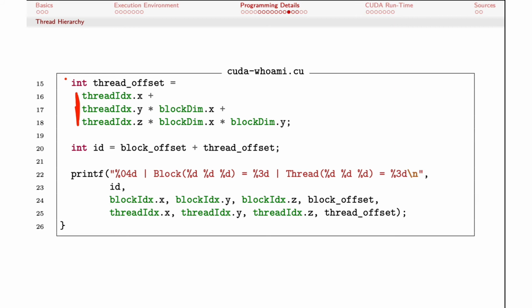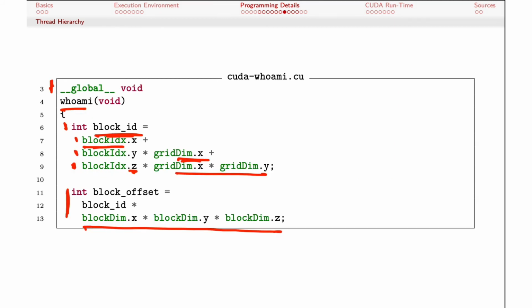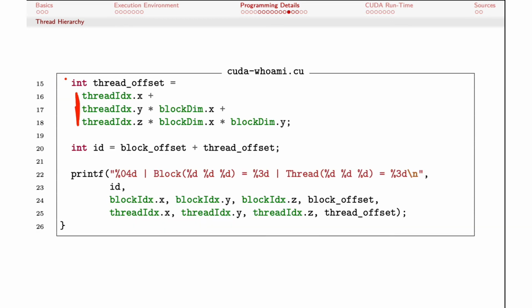And then that's going to allow me to calculate my final ID value by adding the block offset, which is just however many blocks were ahead of me before I got allocated. And then within the block, the thread offset gives me the rest of the picture. So my final ID value here, which again I can use to figure out which portion of the underlying data I want to operate on, is just the sum of those two values.